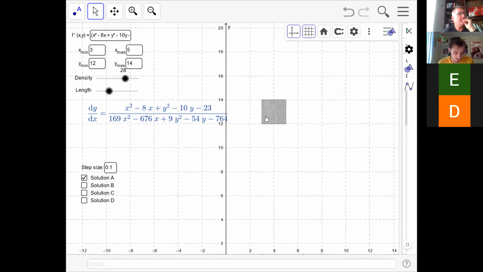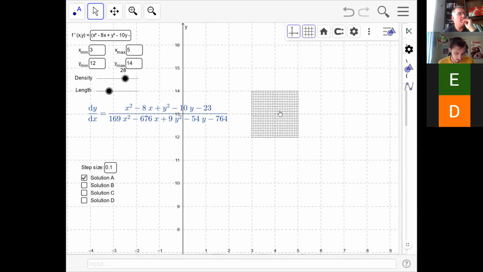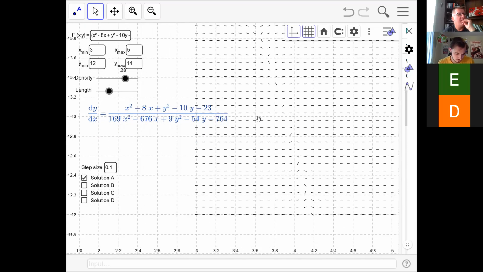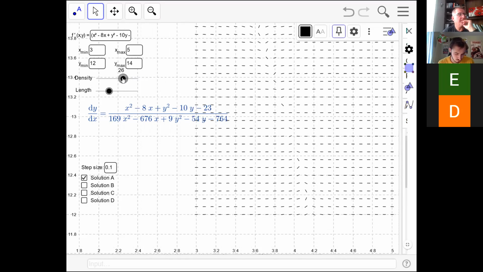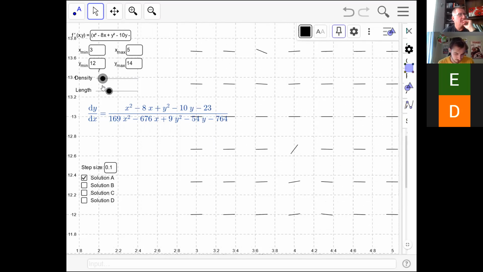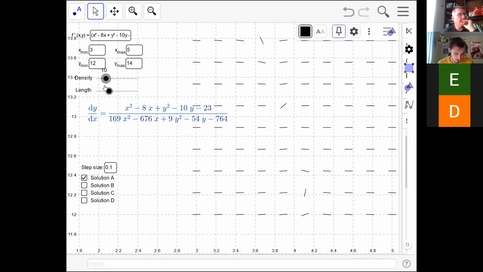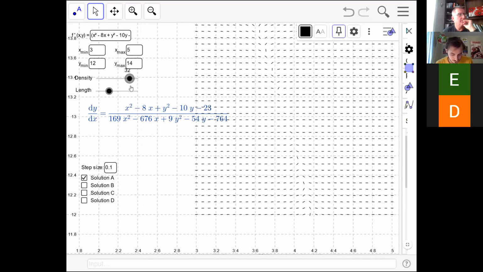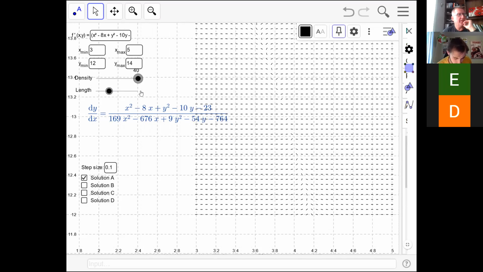So there's supposedly one right in there somewhere. Again, it was at 4, 12.8. Roughly in the middle of that somewhere. Again, I find myself thinking, I don't know, I'm not seeing it. What am I doing wrong?